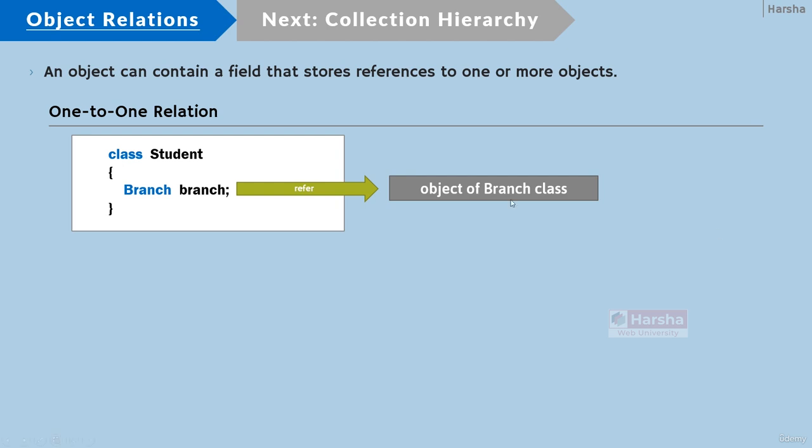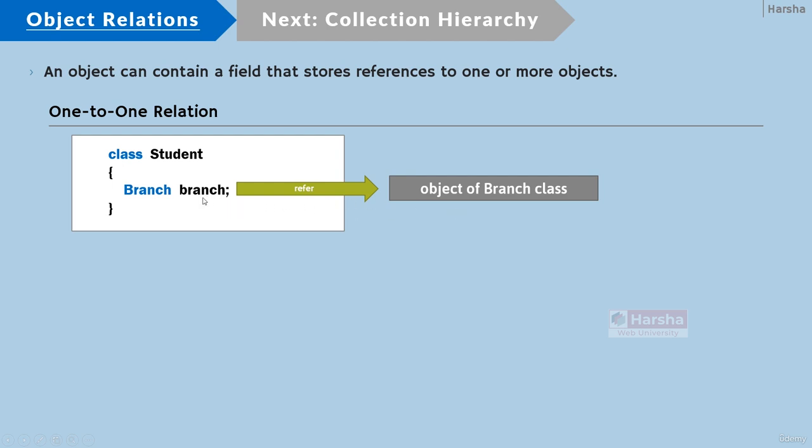So here there is an object of branch class that represents computer science branch. And an object of student class represents a single student. So much like other fields in the student class such as student roll number, name, etc., the student class has a field called branch. It is of which type? Branch type. And this field called branch stores a reference to object of branch class.